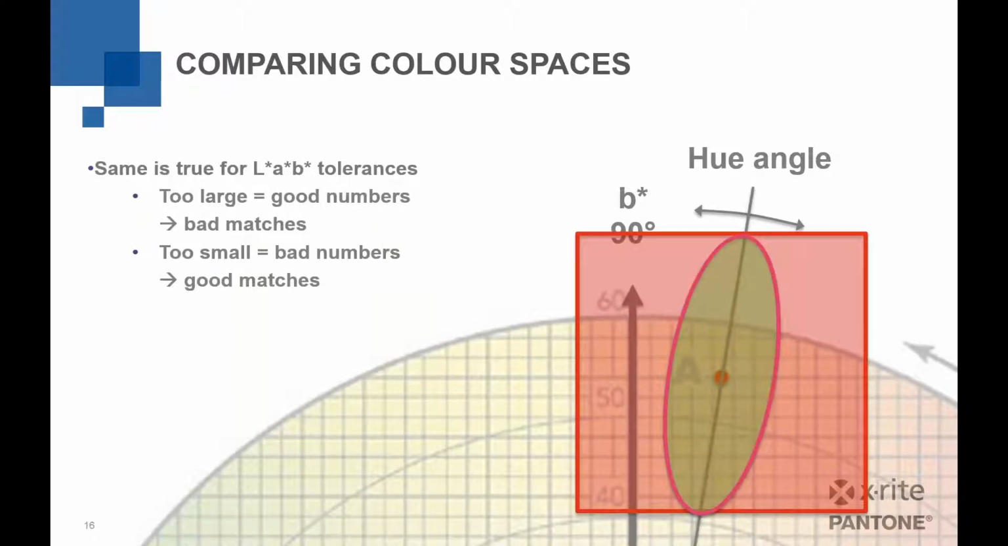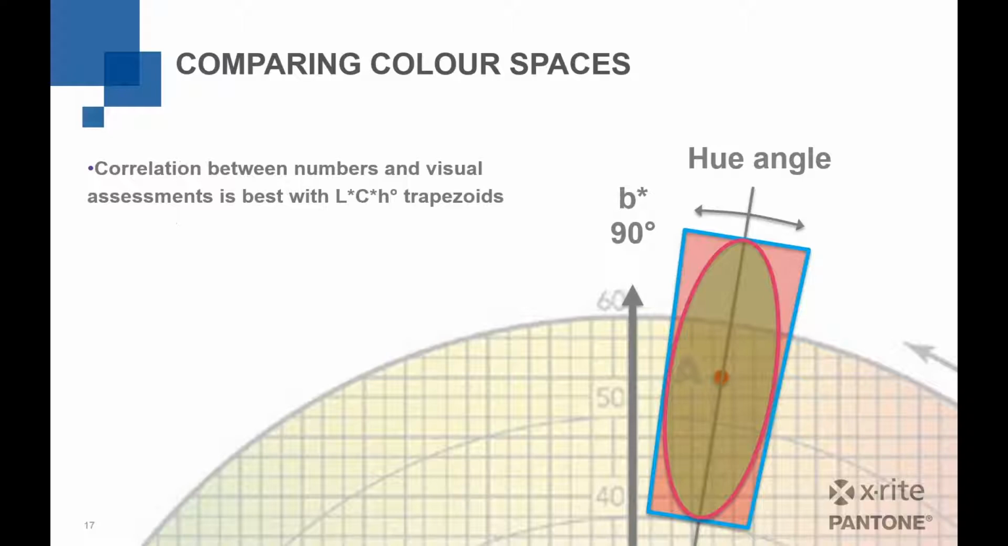As you can see here, if we use the L star, a star, b star tolerances, that rectangular box is significantly larger than the visual ellipse. If we use LCH, as you can see, we still have a degree of error, but it's much, much smaller.